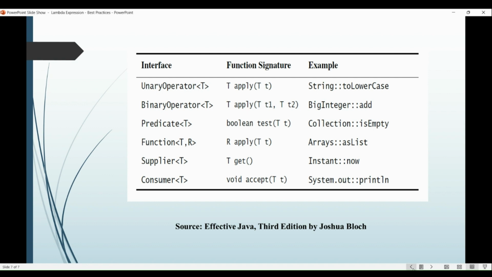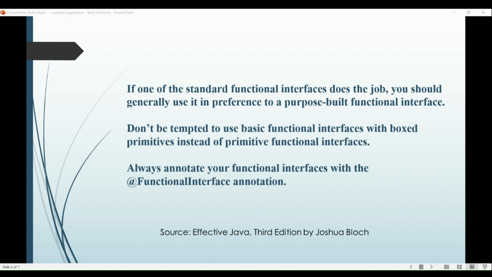The next point is don't be tempted to use basic functional interfaces with boxed primitives instead of primitive functional interfaces. There are different variants of these standard interfaces that exist for primitive and for boxed types both. One must not be tempted to use the basic functional interface with a boxed primitive instead of primitive functional interfaces. The performance consequences of boxed primitives for bulk operations, for large operations, can be serious.